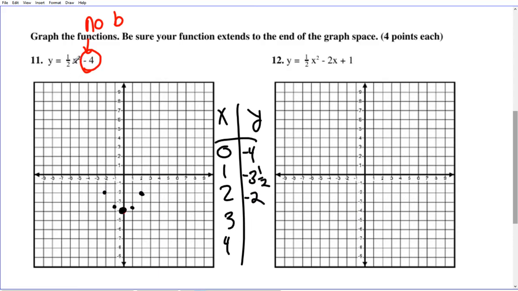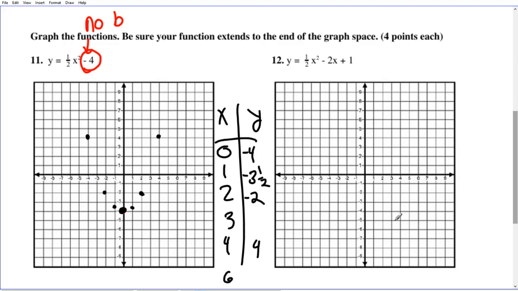Plug in 3. 3 squared is 9. Now, I'll be honest with you, the way that this is going to work out, all the odd numbers, like when I plug in 1 and 3 and 5, they're going to give me fractional things. I'm going to skip some of those right now, and I'm just going to do the evens. Watch this. 4, if I plug in 4, 4 squared is 16. Half of 16 is 8. 8 minus 4 is 4. So I have 4, 4 as a point, and -4, 4 as a point.